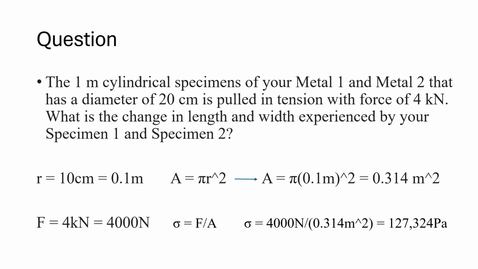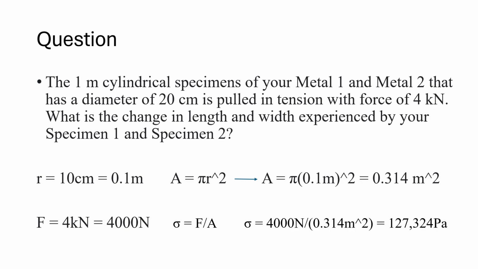So the first thing we can notice is that the radius is equal to half of the diameter. We're given the diameter is equal to 20 centimeters. Therefore, the radius is equal to 0.1 meter or 10 centimeters. From that, we can find the area. Area is equal to pi r squared. So plugging in our numbers, we get the area to be about 0.314 meters squared.